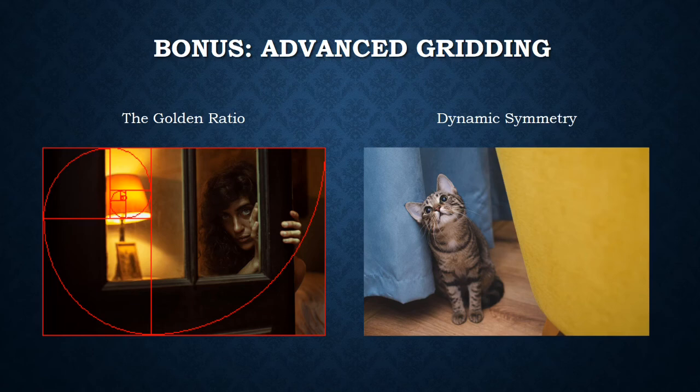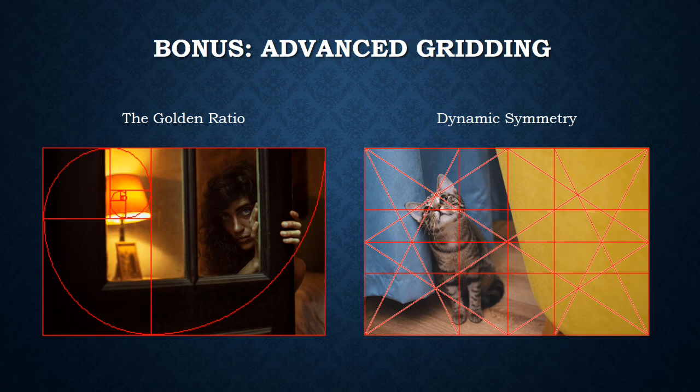The second advanced grid system that we'll discuss briefly here is dynamic symmetry. This grid does use the rule of thirds, but it also considers diagonal lines and planes. We can see that one diagonal line lines up rather well with the head of the cat, while another line follows the bottom of the blue curtain. The cat is even leaning parallel to another line, and even though there are some aspects of the shot that don't line up perfectly with the grid system, there are enough compelling angles that give the photo a very nice composition.